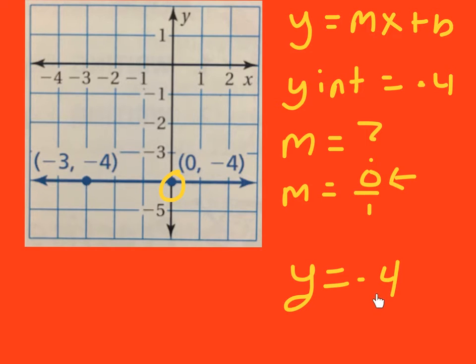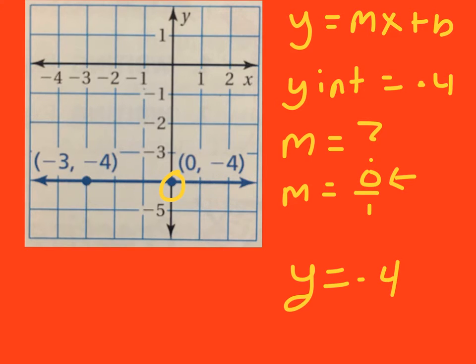The thing that you need to keep in mind from this is that whenever you see a y equals and then an integer, that is just telling you that it's a horizontal line at that place. So y equals -4 is going to be a horizontal line at -4.